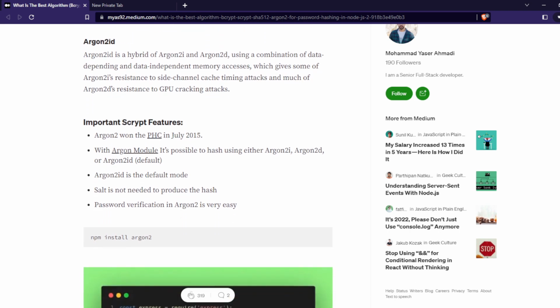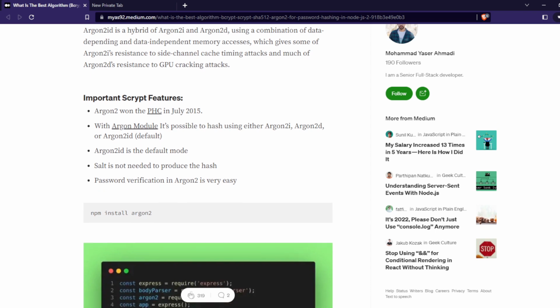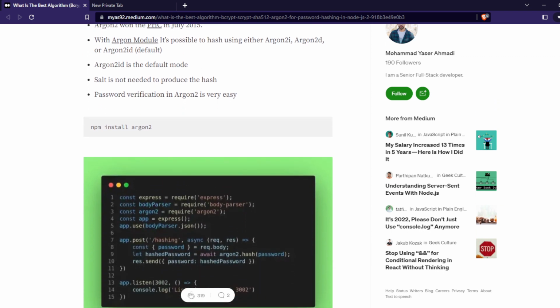Argon2 won the PHC in July 2015, with the argon2 module. It is possible to hash using either Argon2i, Argon2d, or Argon2id. Argon2id is the default mode. The result is not needed to produce the hash for password verification. Argon2 is very easy.